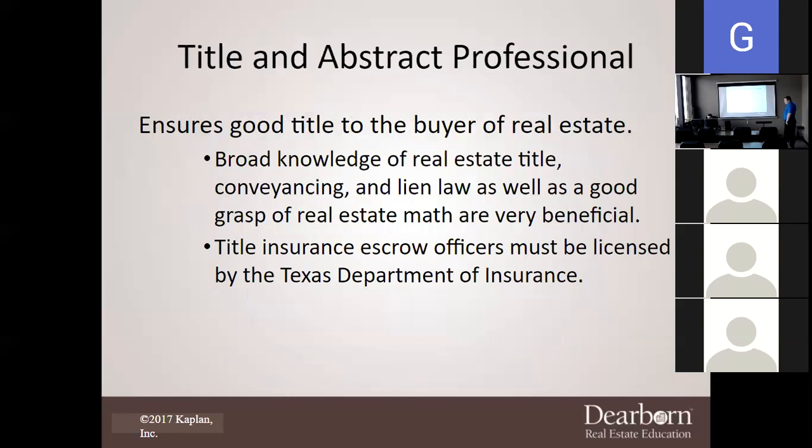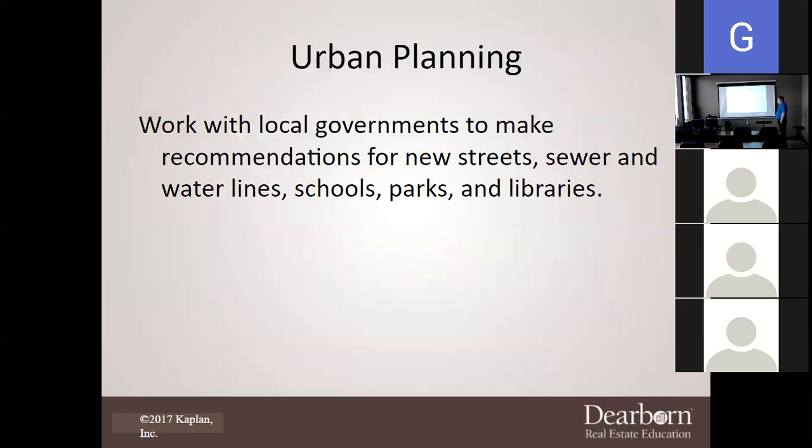We've talked about title and abstract work before. It basically ensures that the title of that particular property that they're purchasing is going to actually be good. So a broad knowledge of real estate title, conveyance, as well as lien law, as well as a good grasp of basic real estate math, is going to be very beneficial. The title insurance escrow officers must be licensed, however, by the Department of Insurance.